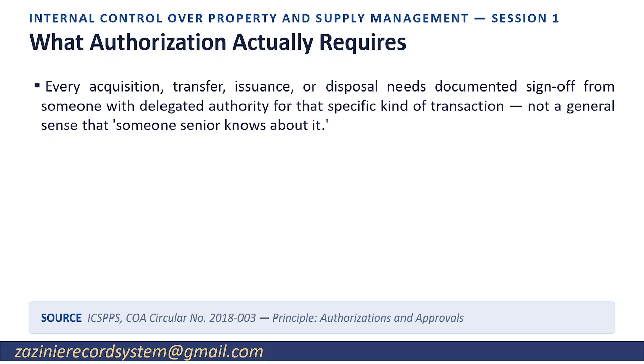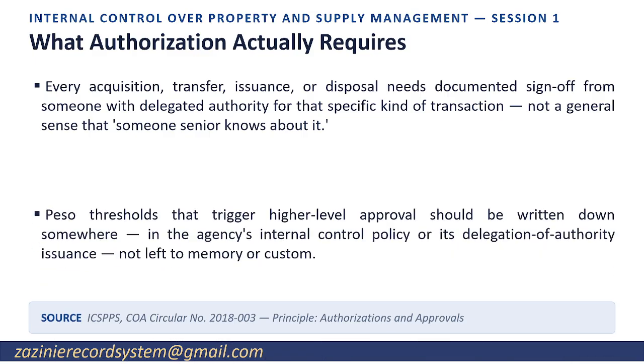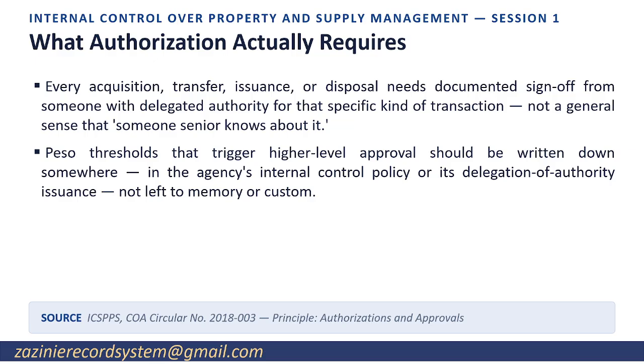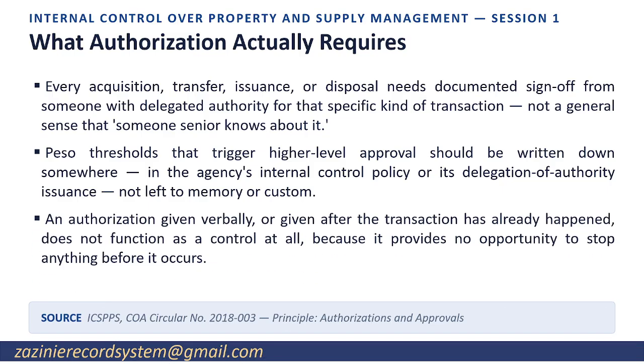Every acquisition, transfer, issuance, or disposal needs documented sign-off from someone with delegated authority for that specific kind of transaction, not a general sense that someone senior knows about it. Thresholds that trigger higher-level approval should be written down somewhere, in the agency's internal control policy or its delegation of authority issuance, not left to memory or custom. An authorization given verbally, or given after the transaction has already happened, does not function as a control at all, because it provides no opportunity to stop anything before it occurs.